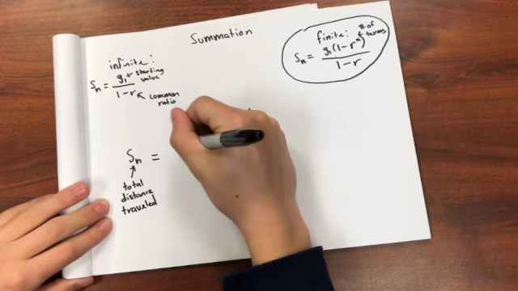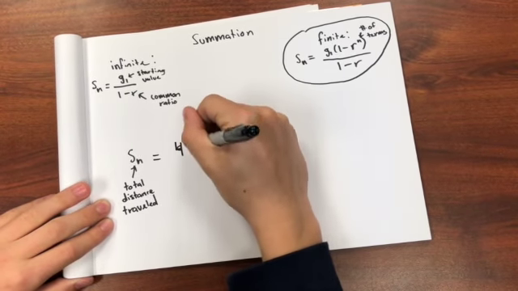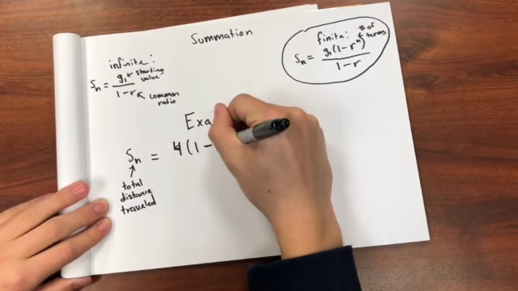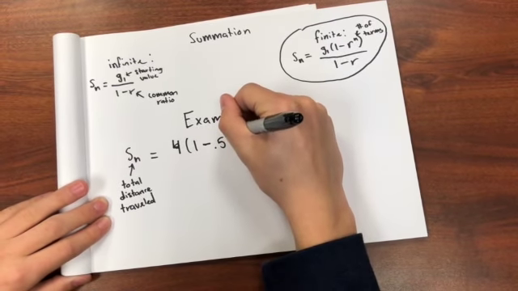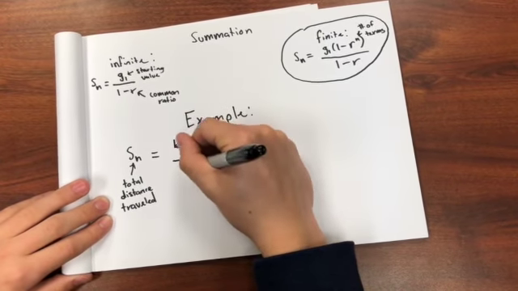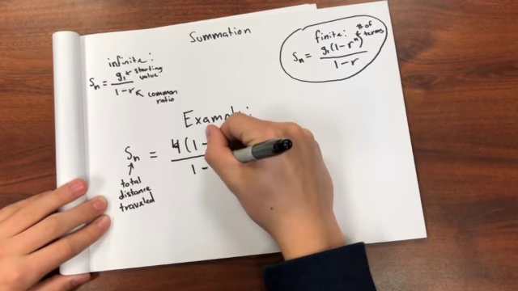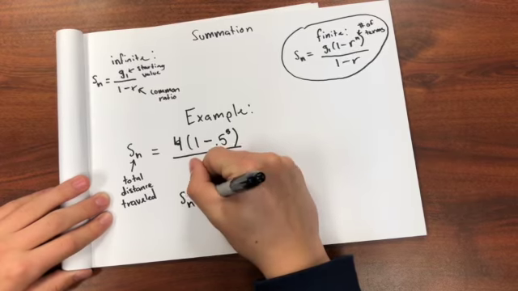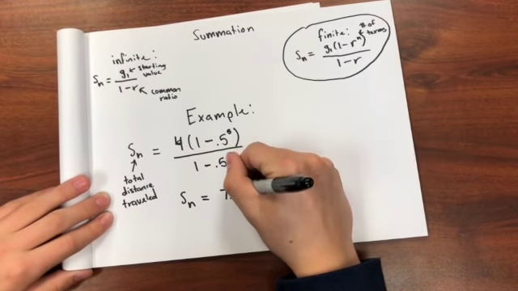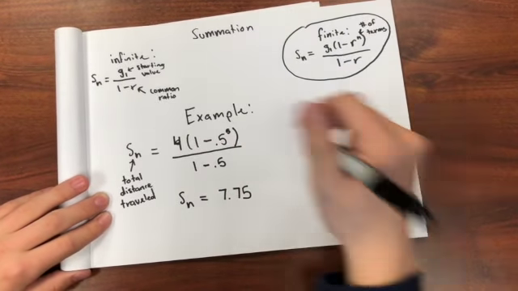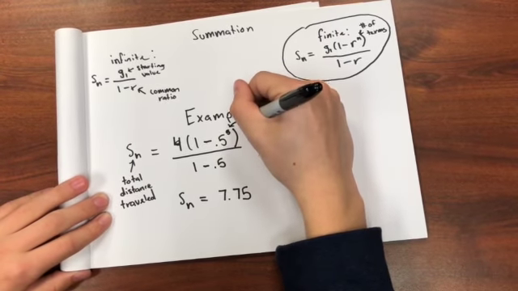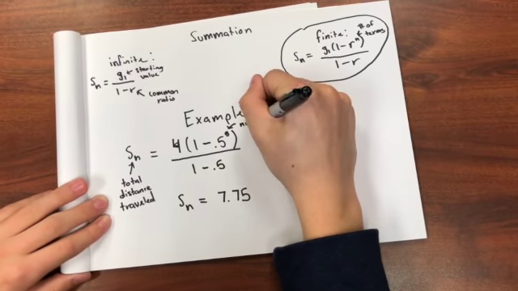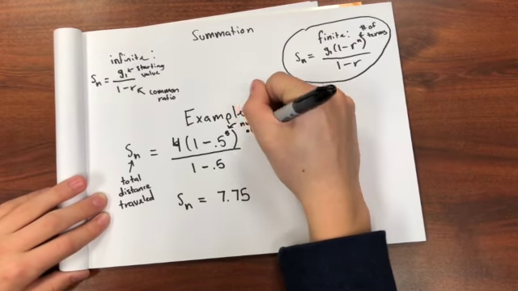Here S of n is the total distance traveled by the bouncy ball, and we start off with our drop height of 4 and the equation 1 minus r, which is 0.5, to the power of 5, because that is the number we chose as our limit. And that's all over 1 minus r, 0.5. This comes out to equal 7.75 feet is the total vertical distance traveled by the bouncy ball after 5 bounces.